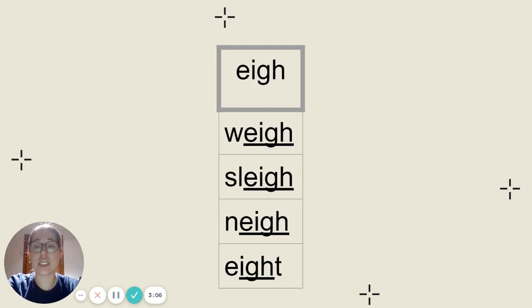Then we have EIGH, where you hear the long A in way, sleigh, neigh, and eight from the letters EIG. Go ahead and underline EIG in way, sleigh, neigh, and eight. And pause the video if you need to copy them down.